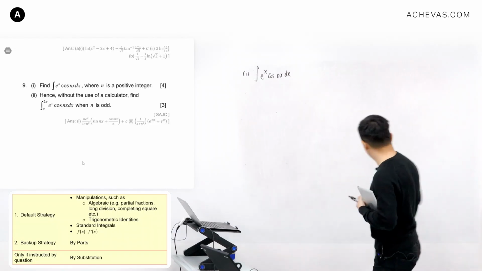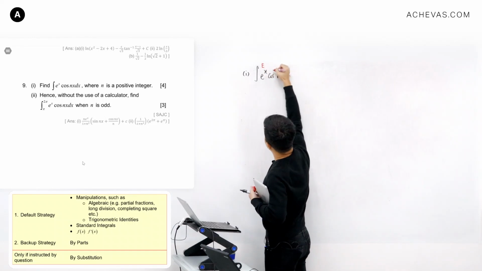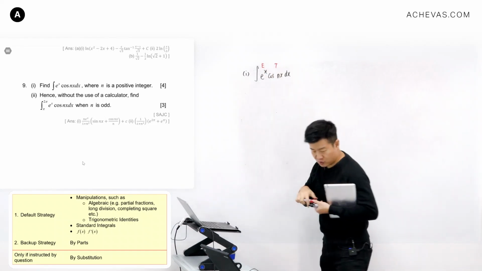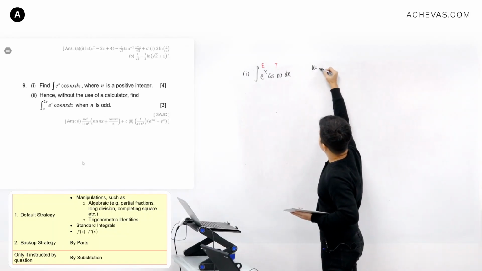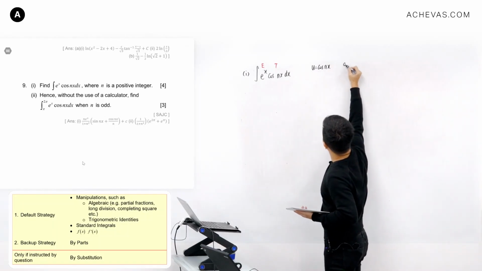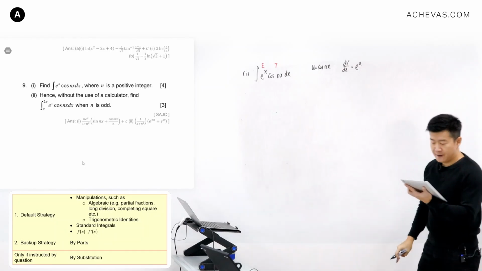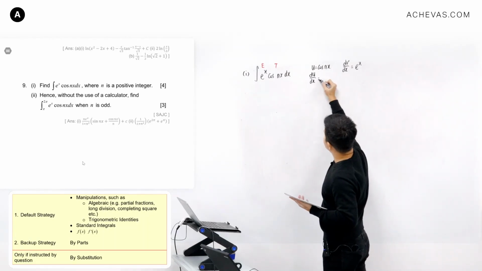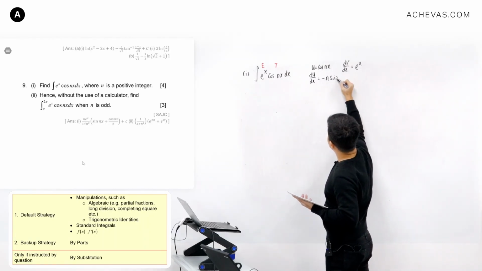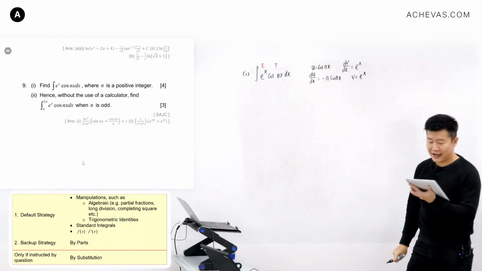So for what we have here, we have e exponential, t trigonometry. So LIATE, t comes before e. So I'm going to let u be equal to cosine nx and dv dx be e to the power of x. Differentiating this, du dx, this is minus n sine nx. And v is e to the power of x.